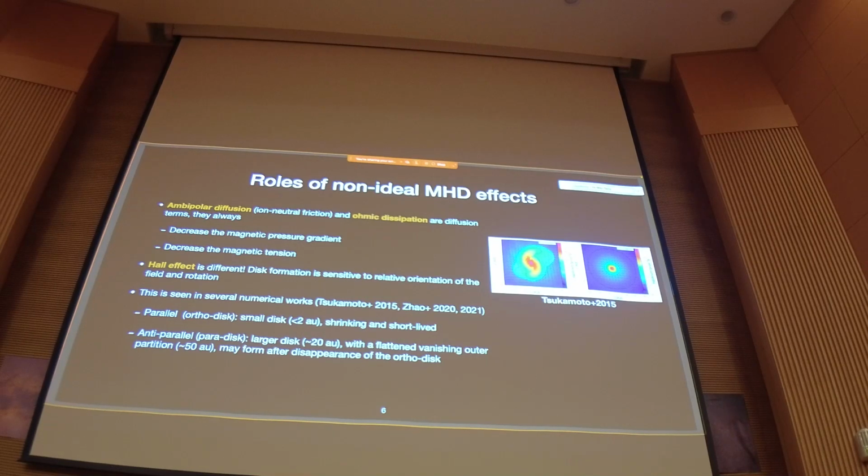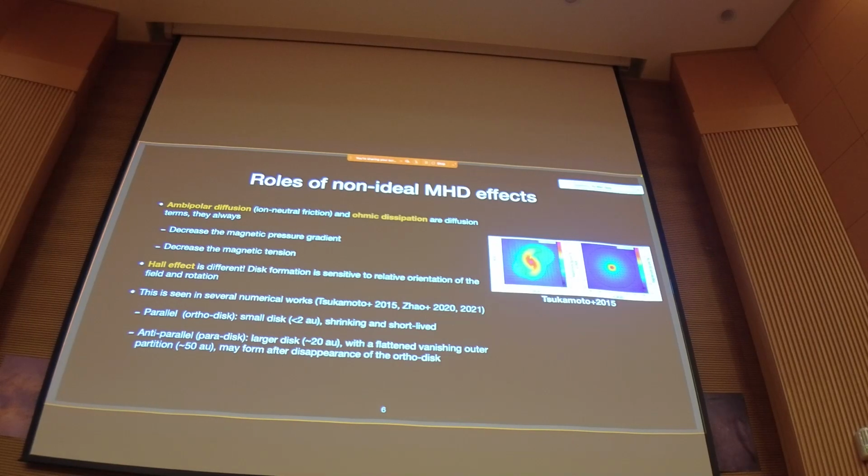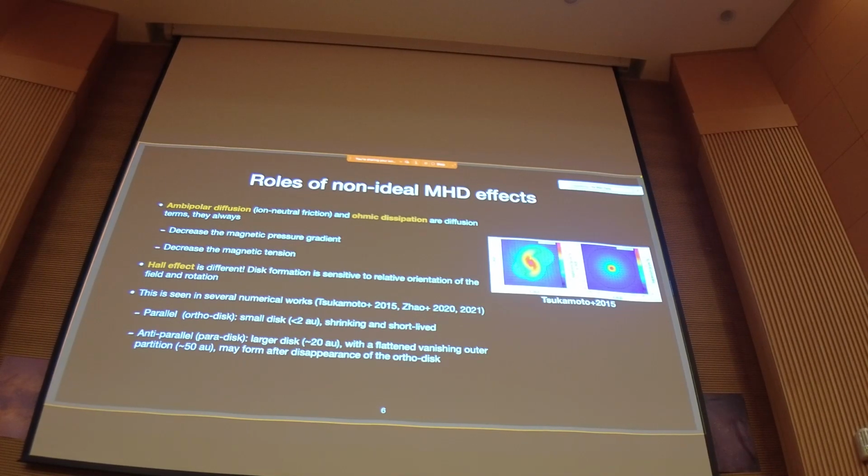So both of them are diffusion mechanisms. Basically they reduce your magnetic pressure gradient and they also reduce your magnetic tension. Another effect is the Hall effect, which is very tricky. Actually, the Hall effect is direction dependent. It is the drift of charged particles when they travel in the magnetic field, so this drift direction depends on the sign of the charge. If your medium is dominated by ions or by electrons, you actually have different Hall drift effects.